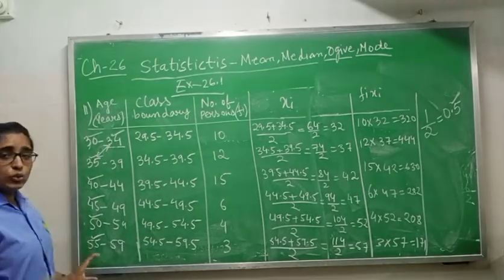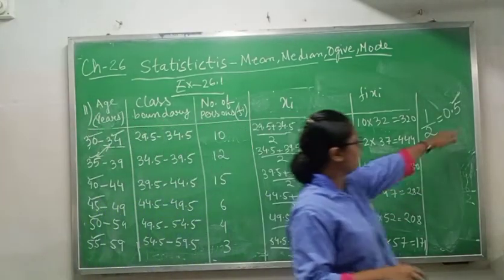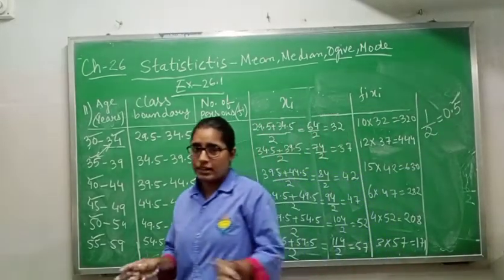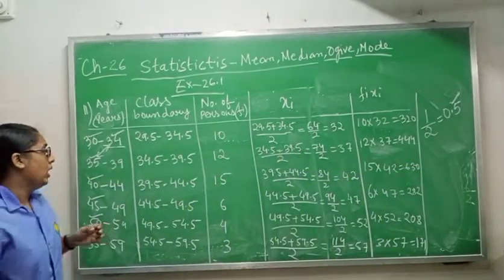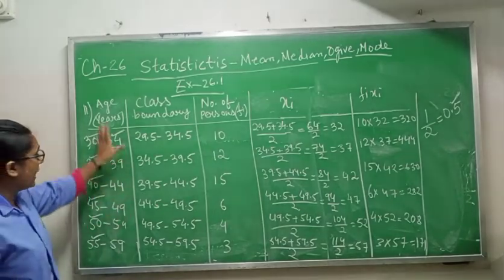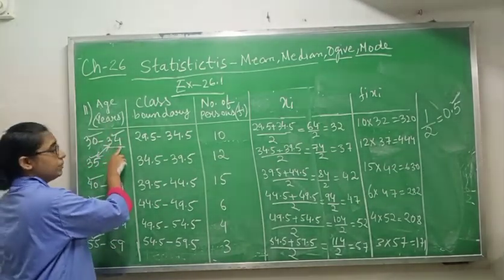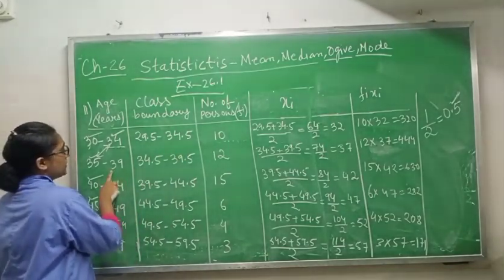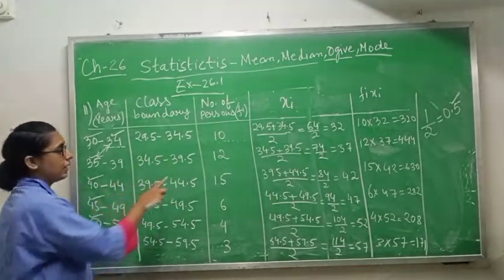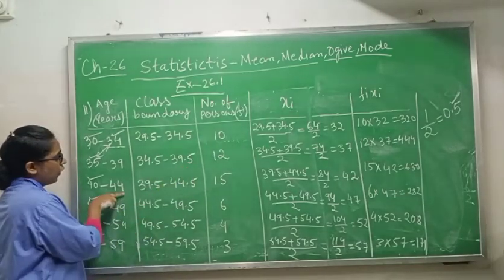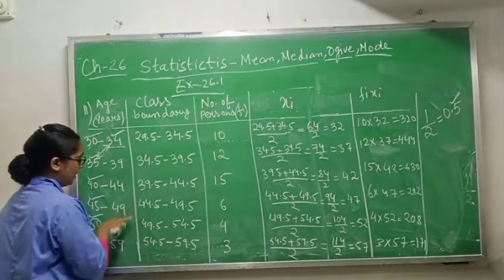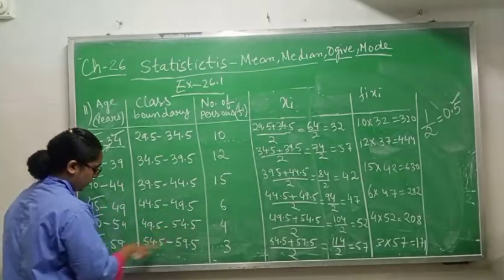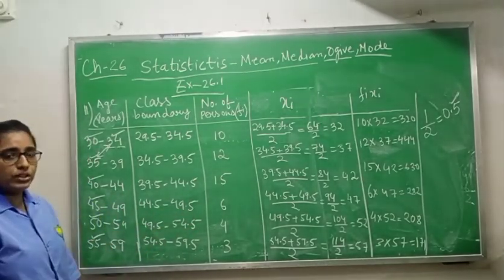In the lower limit, you will subtract whatever you get after dividing 1 by 2. When I divide, I get 0.5, so I am subtracting 0.5. Now 0.5 will be added in the upper limit. Here the upper limit is 34; if you add, it becomes 34.5. Again, 39 plus 0.5 becomes 39.5. 44 becomes 44.5, 49 becomes 49.5, 54 becomes 54.5, and 59 becomes 59.5.